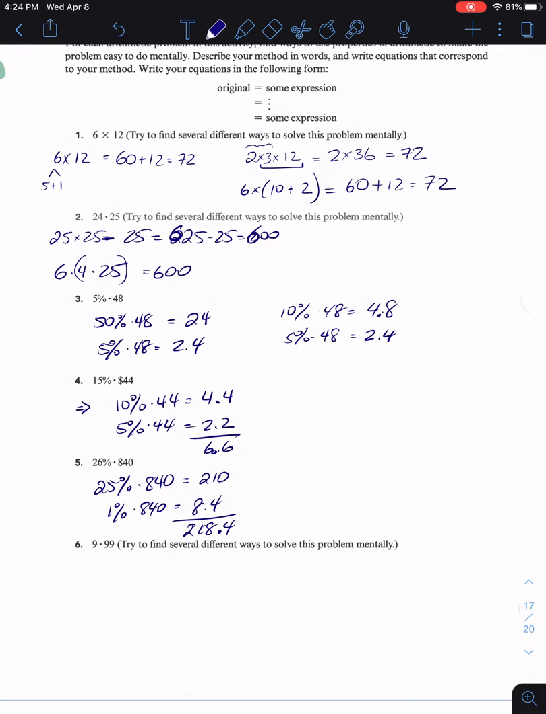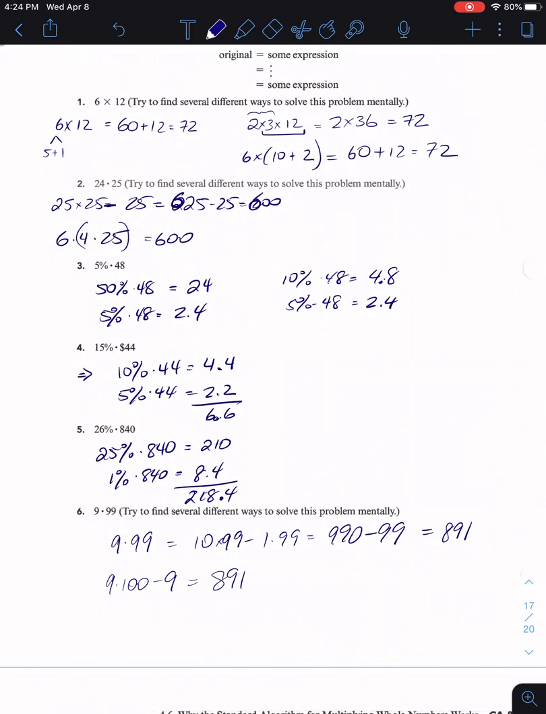All right, now 9 times 99. Well, 9 groups of 99, right? Isn't that 10 groups of 99 minus 1 group of 99? So that's 990 minus 99. Okay, so 891. Or could we do 9 groups of 100 minus 9 groups of 1? So 891. So lots of different options that you can use in order to make these calculations easier.